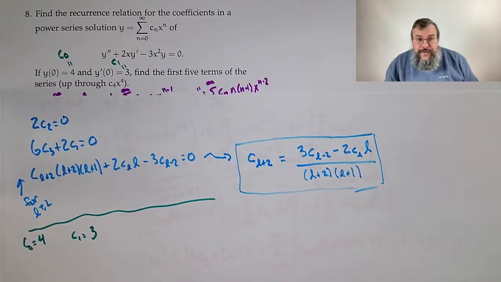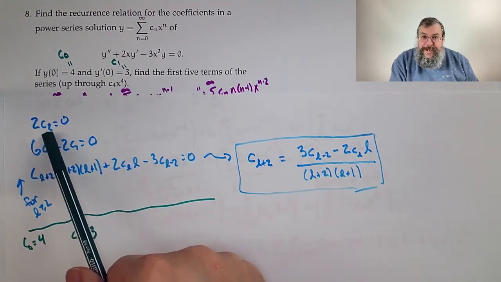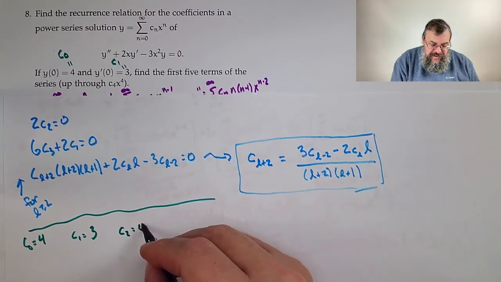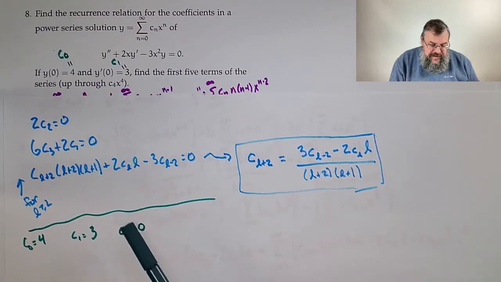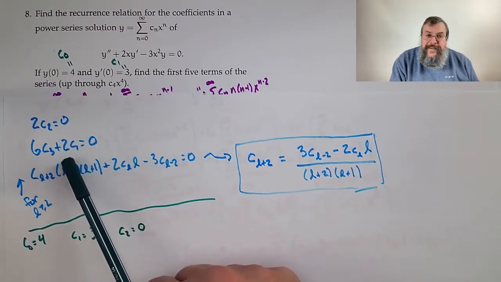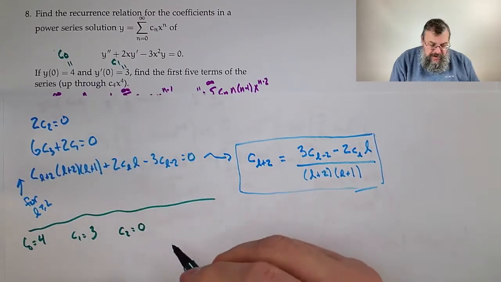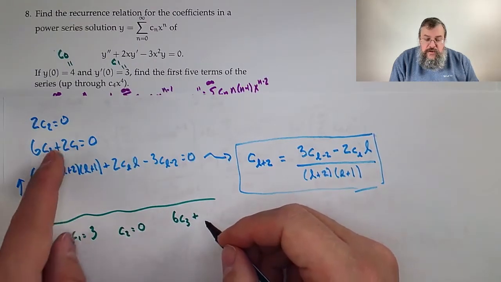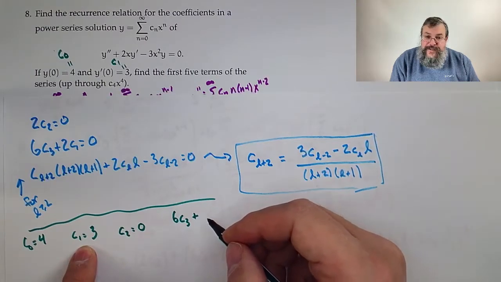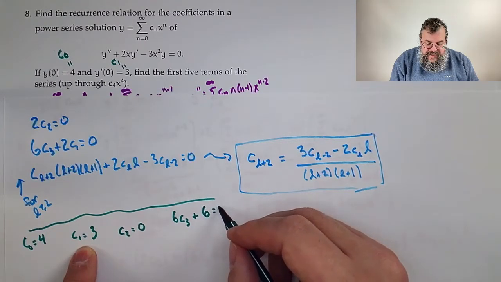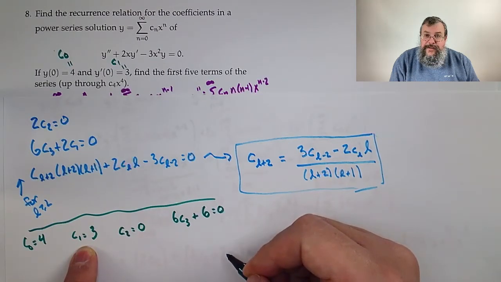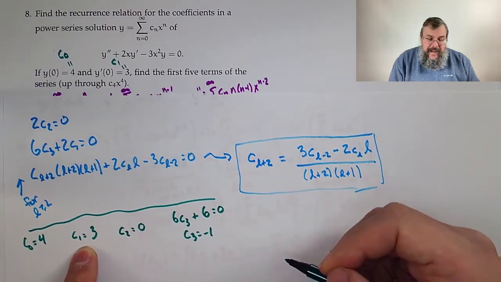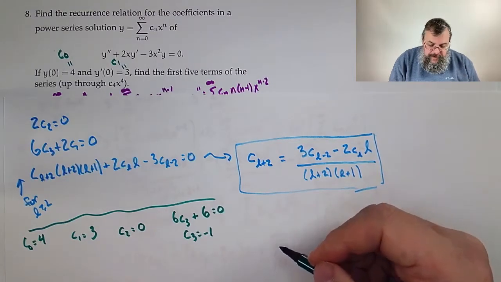Do we know C2? We do. 2 times C2 better equals 0, so what is C2? C2 is 0. All right, well, that's great news for us. How about C3? Come to the next one. We say, oh, well, 6 times C3 plus 2 times C1, well, C1 is 3, so plus 6 has to equal 0. So what is C3 to make that true? So that says C3 is minus 1. Now, what about C4? Because we have to go up to C4.